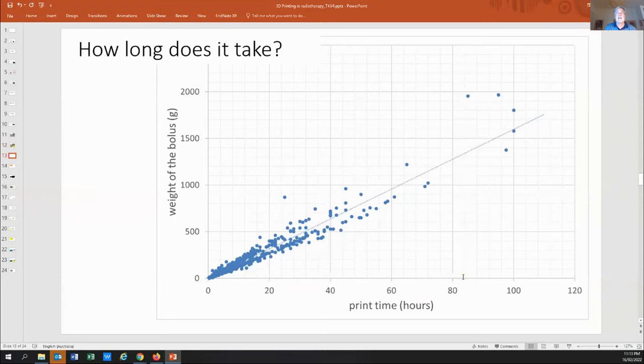How long does it take to print a bolus? Well, that depends obviously on the weight or the size of the bolus. And you can see here in this plot that out of the 1400 bolus we've printed over the last 3 years, this is sort of the variation in weight, somewhere sort of bulging around the 300 gram area, being 5 millimeters thick, but going up to about 2 kilos of bolus, and the print time in hours is typically a couple of days.